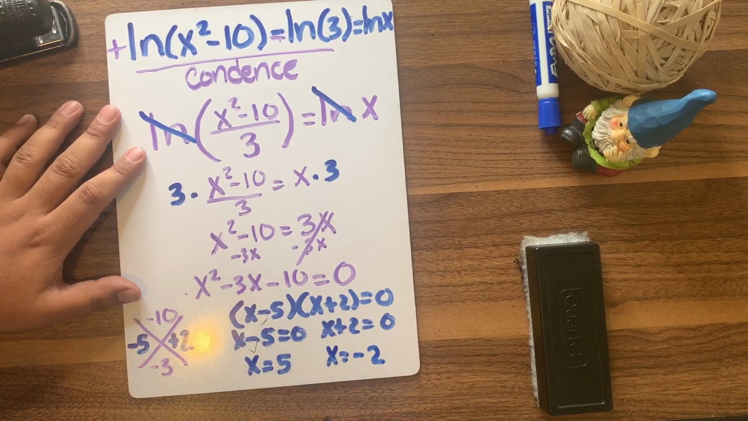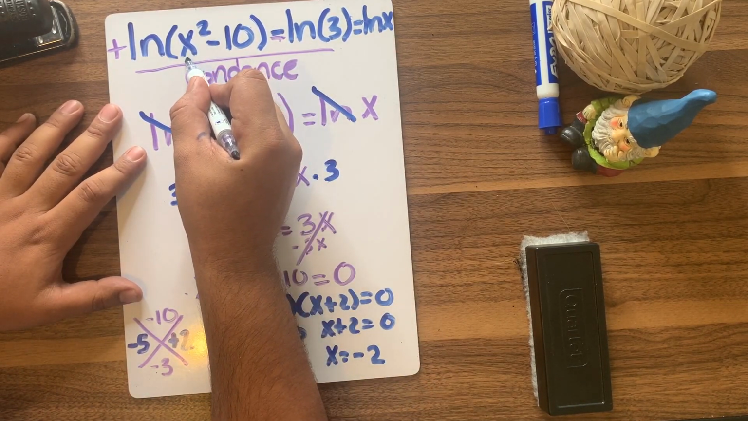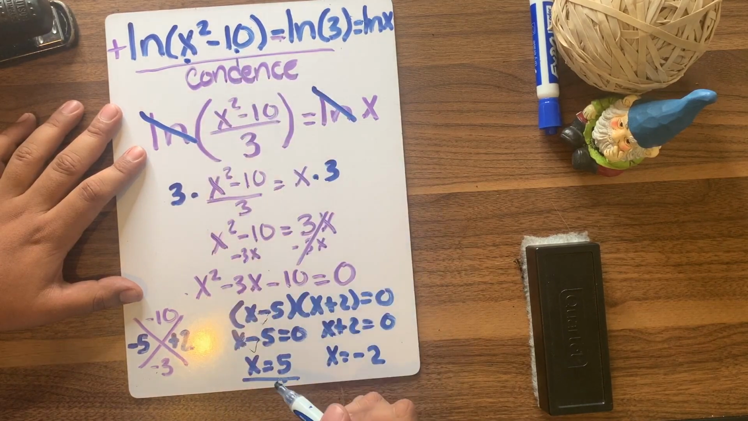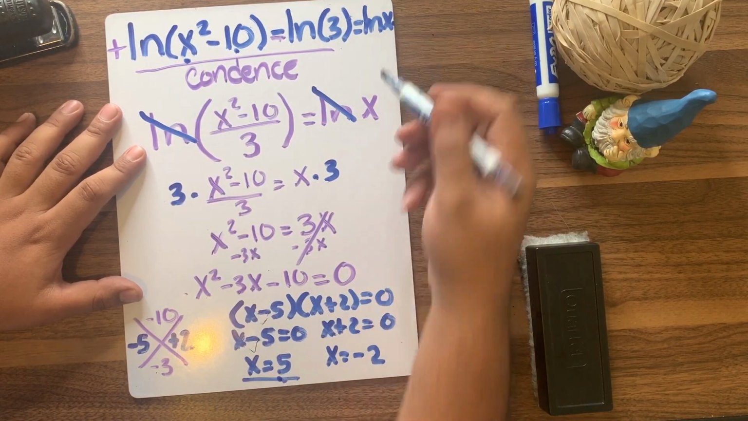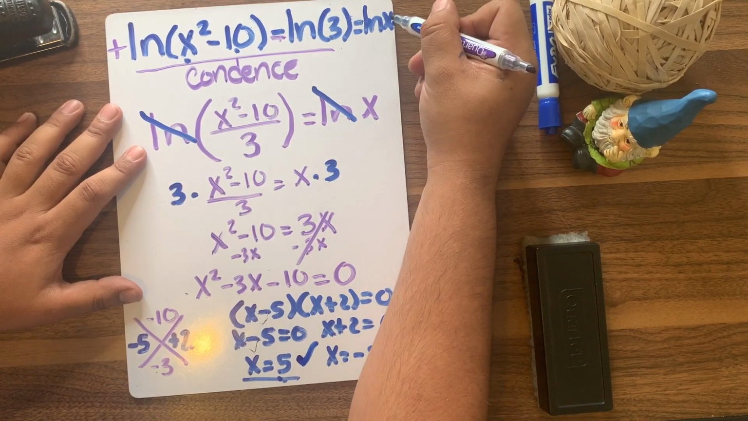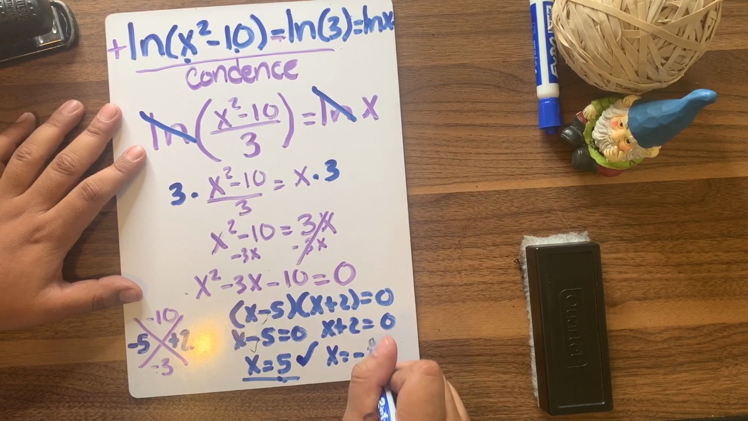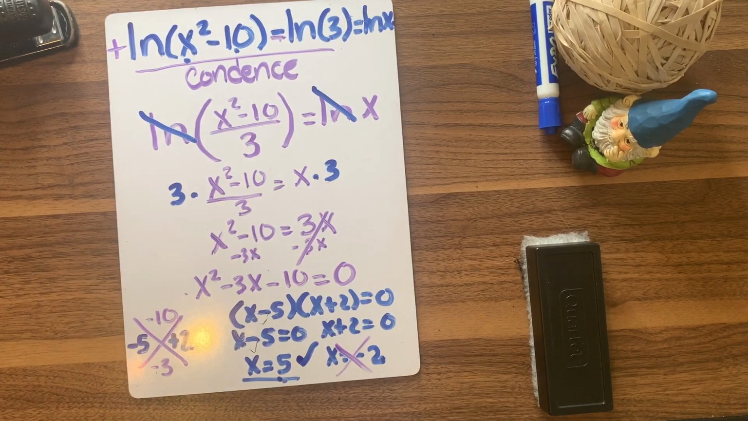Now we don't need to rewrite the whole problem. I can directly plug in my answers into the insides of the log. So 5 squared is 25, and 25 minus 10 is a positive number. And if I plug in 5 into ln, it's just 5. Now negative 2, if I plug straight into the ln of x, I get ln of negative 2. That tells me that this is a fake answer. I don't have to rewrite the whole problem. I can do it manually.